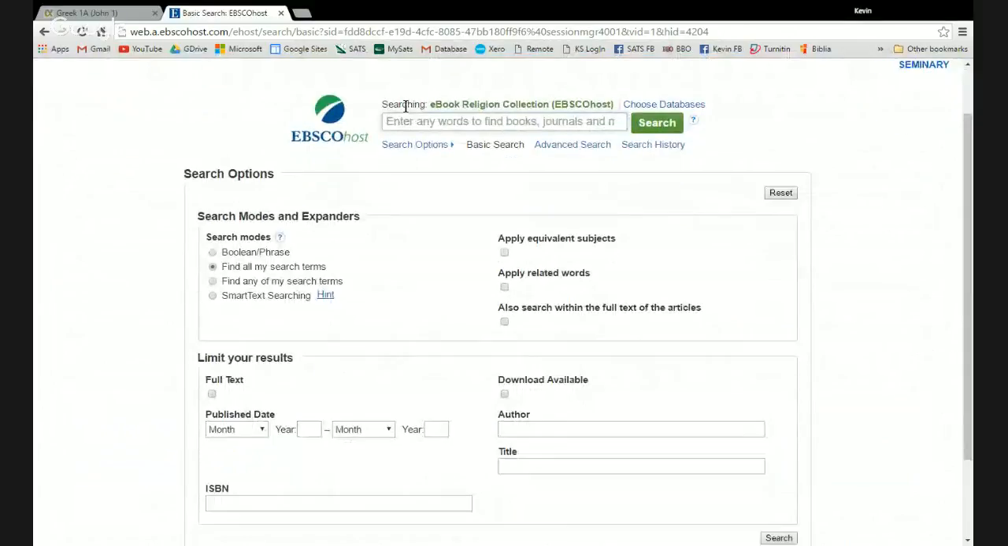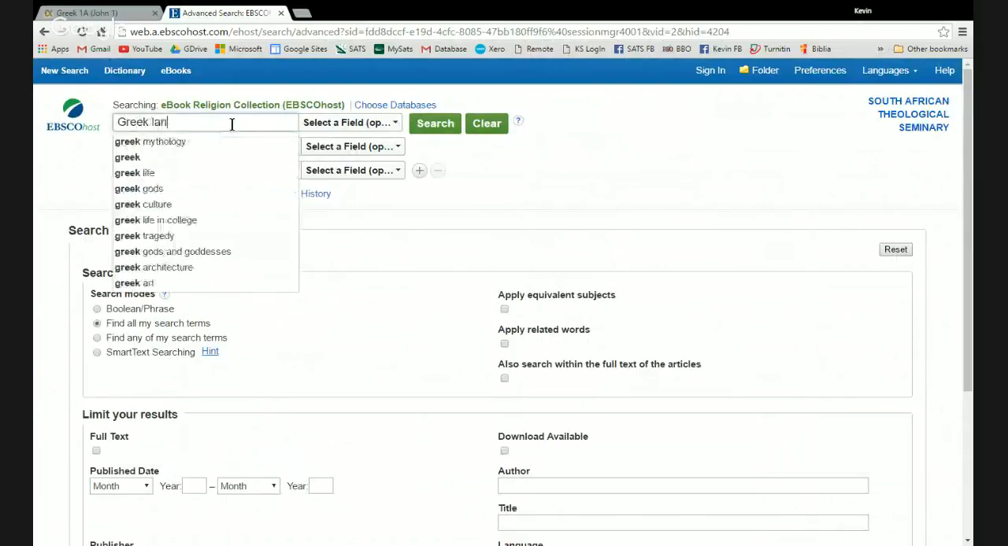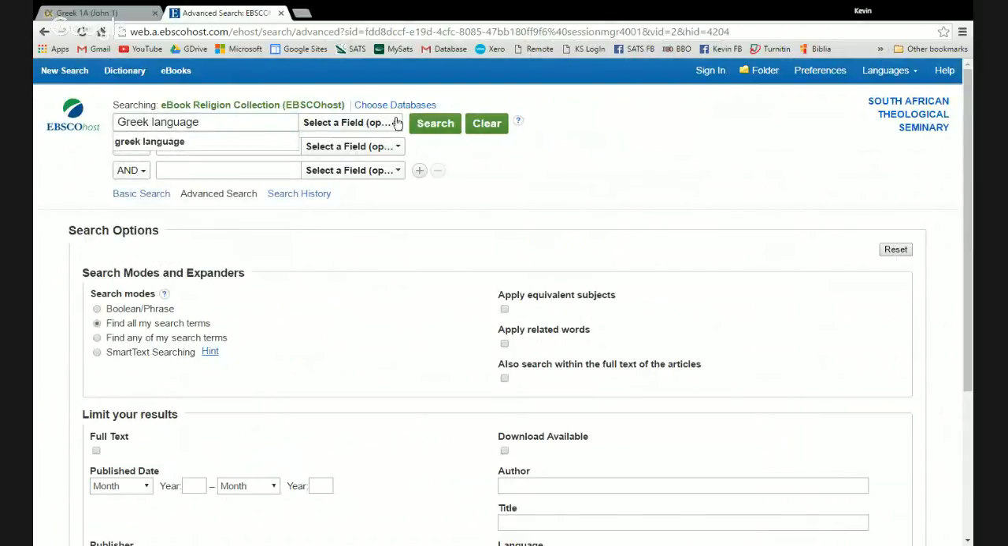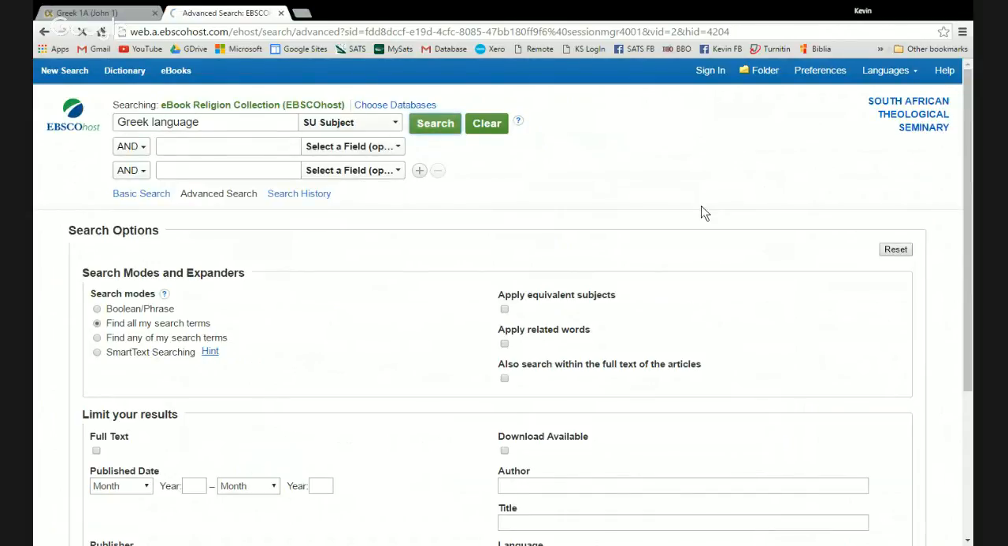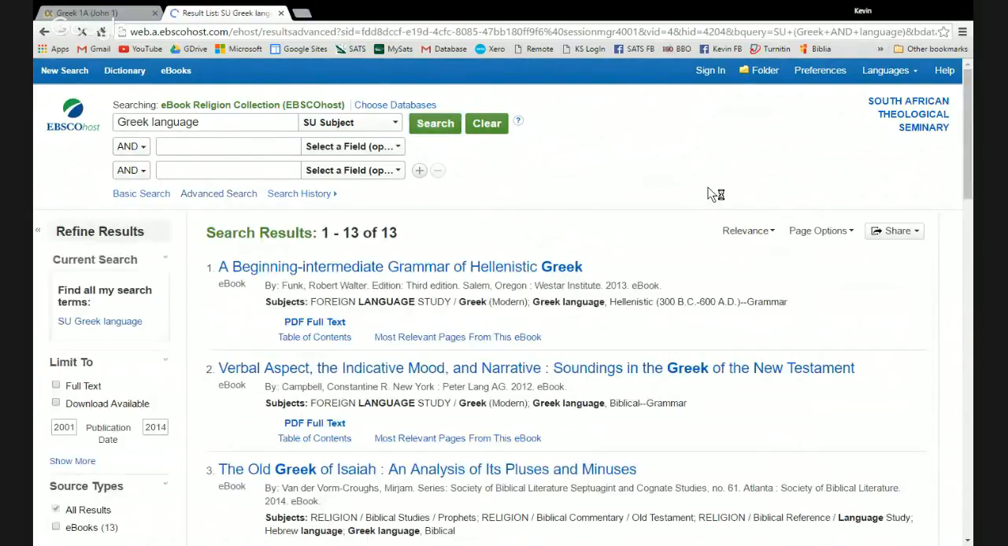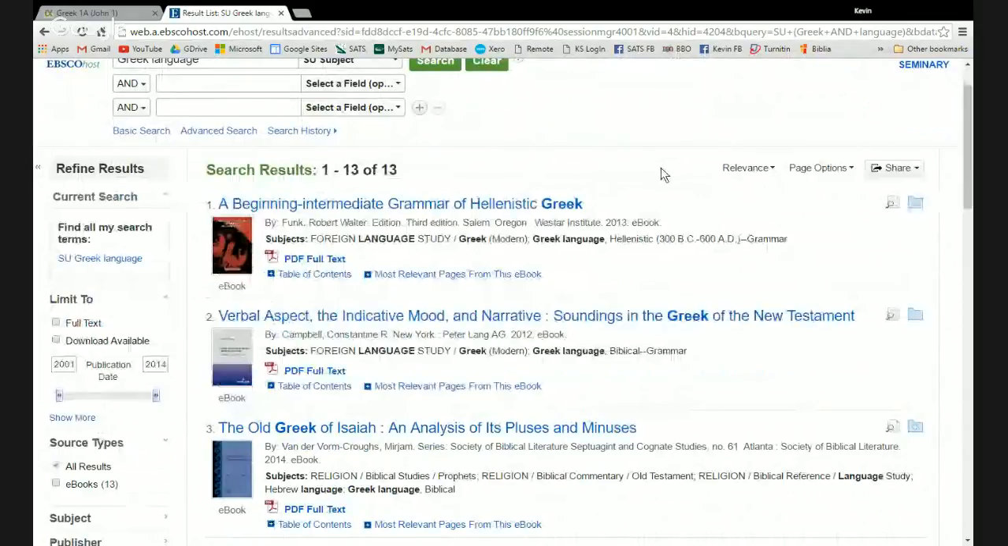So I've now just chosen one of the collections, the ebook religion collection. I'll go to an advanced search and I'll search for Greek language. Change that to subject area. You could search for something in the title, but let's just do Greek language as a subject. And when I click on that, I'm going to get a few hits. Two of them I want to point out to you that are potentially useful.